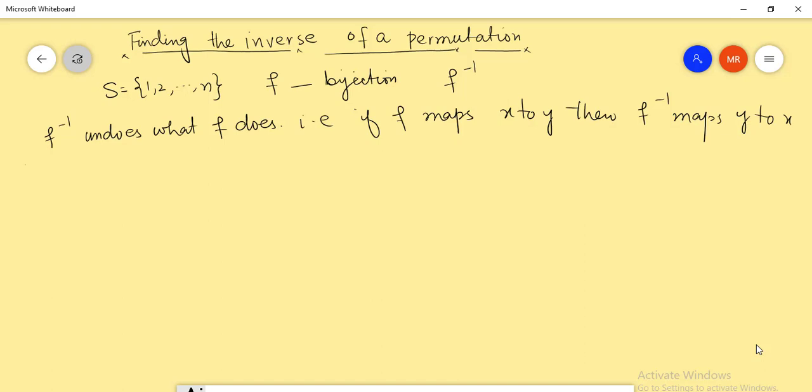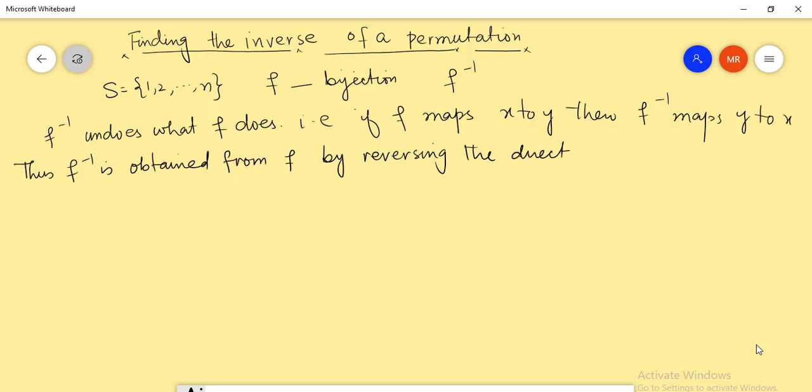Thus, F inverse is obtained from F by reversing the direction of the disjoint cycles of F.